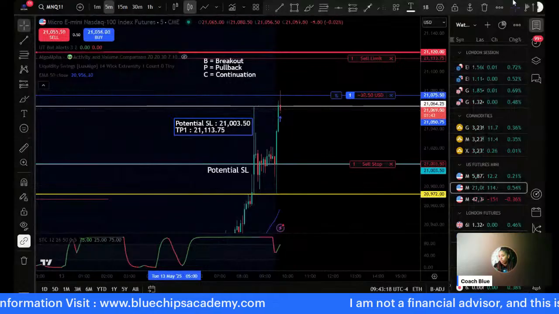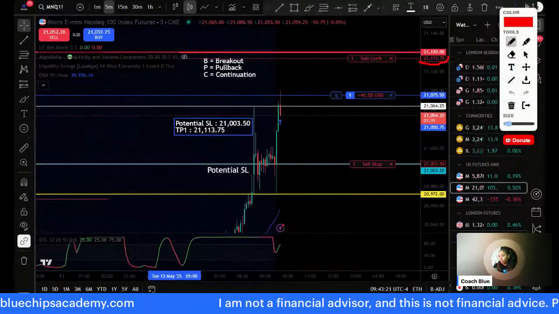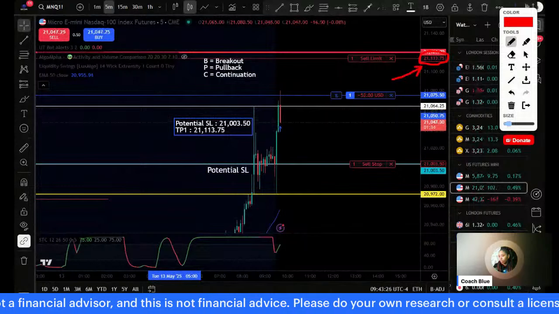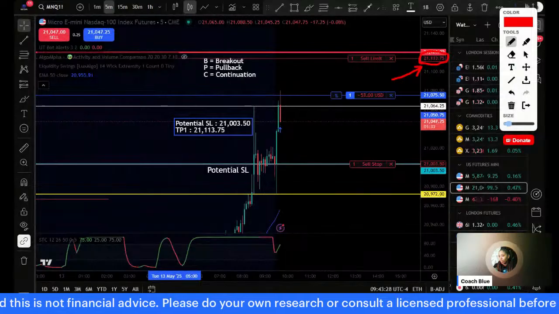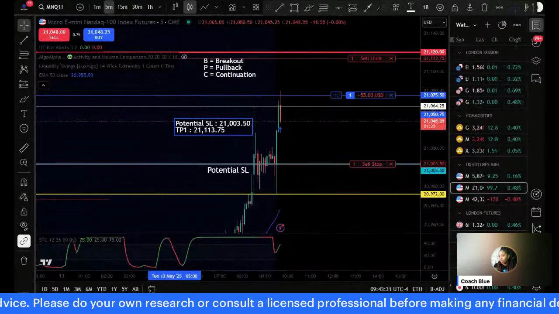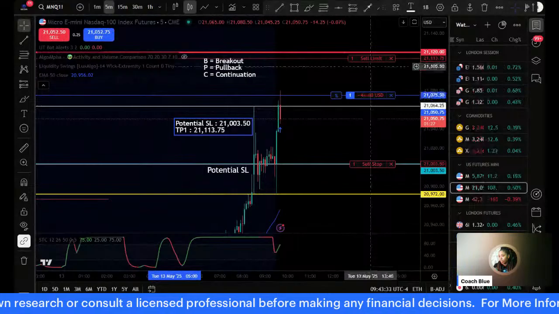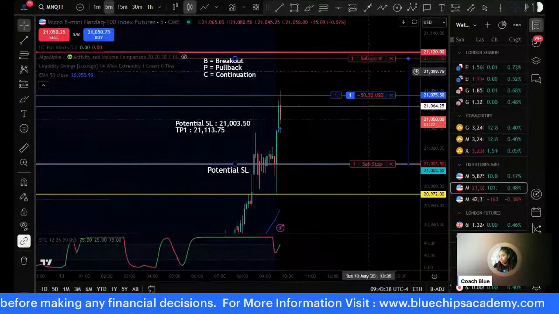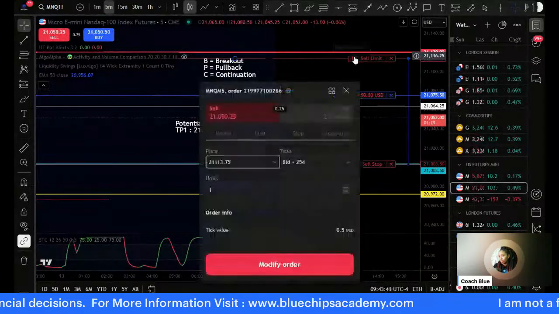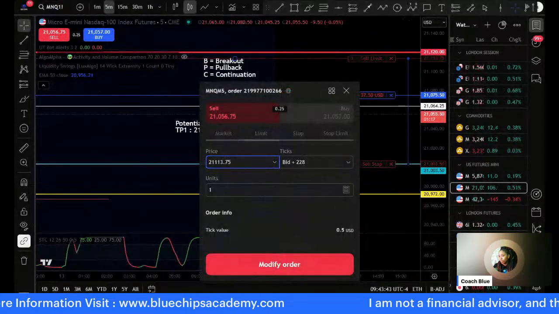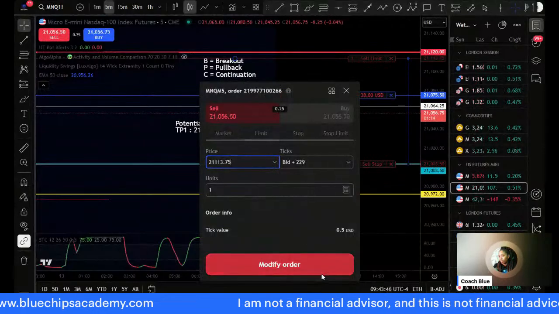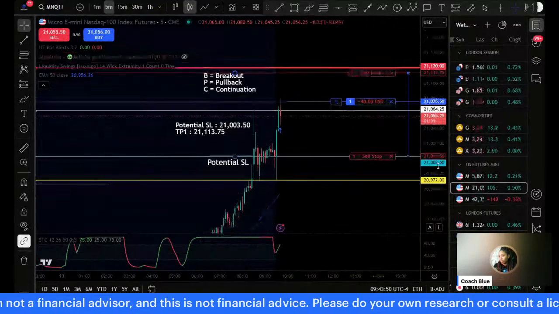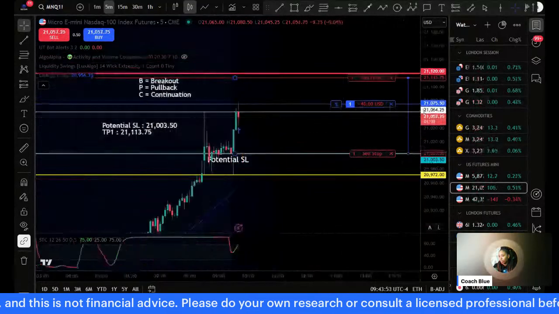If you look to the right here, you'll see that's 21,113.75. So you can just click and drag down if you want to. So this is the TP. Or you can double click it to modify the order, type in 21,113.75 and then just click modify order. You can do it either way. Okay, so that's what we're looking at.